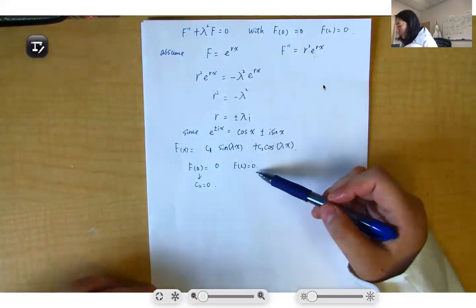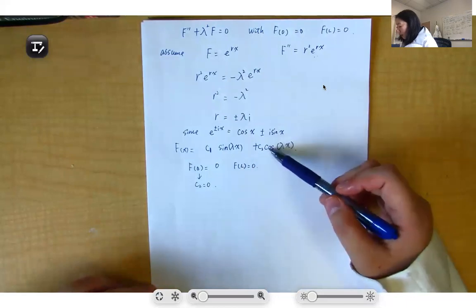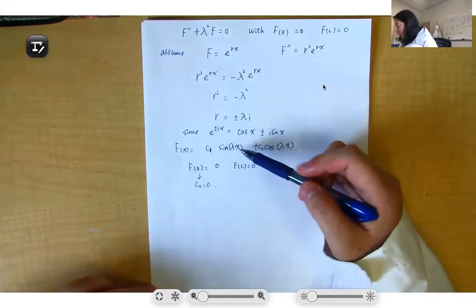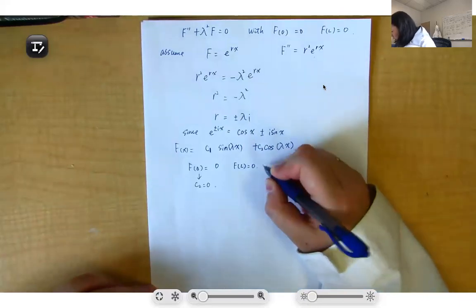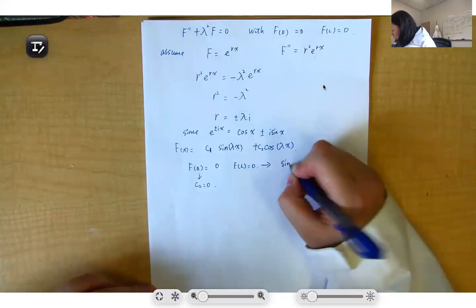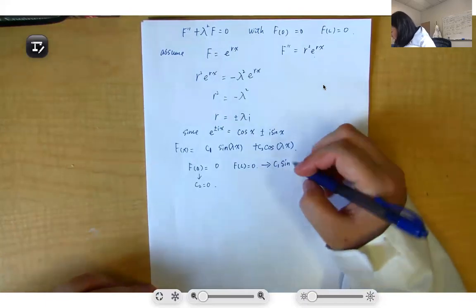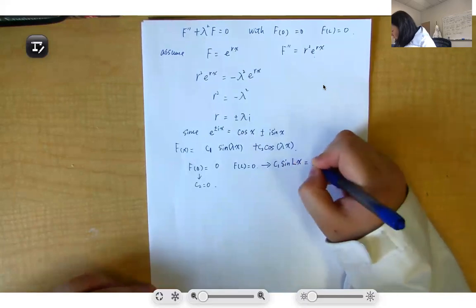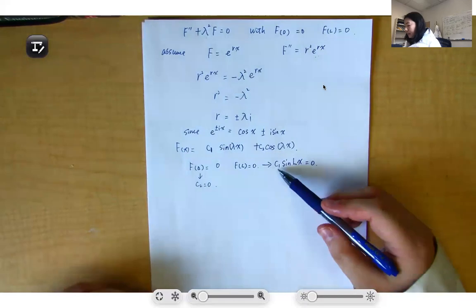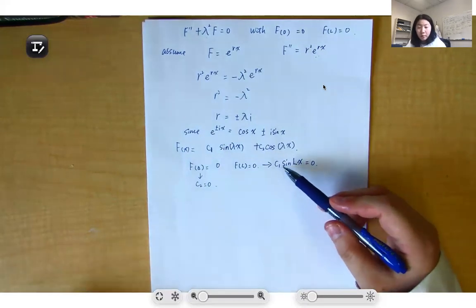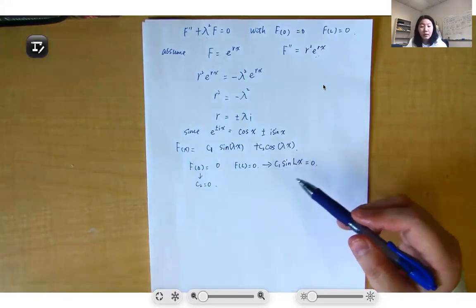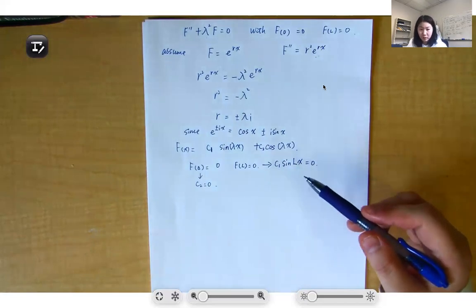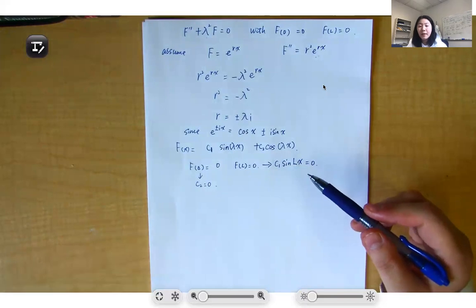Then F(L) equals 0. Since this term already equals 0, that means the C1 sin(λL) needs to be 0. So that leads to C1 sin(λL) needing to be equal to 0. And this C1 couldn't be 0, because if C1 and C2 both equal 0, that will lead to your final solution F(x) being the zero solution, and we don't want that.